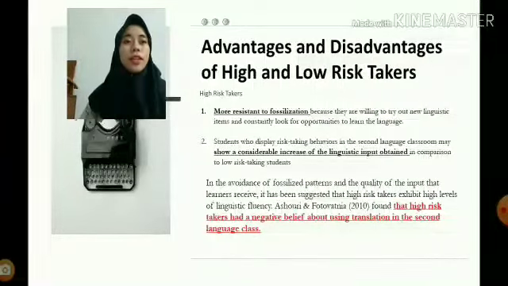I'm the third presenter, and here I want to tell you about the advantages and disadvantages of high and low risk takers. And these are the advantages and disadvantages of high risk takers.